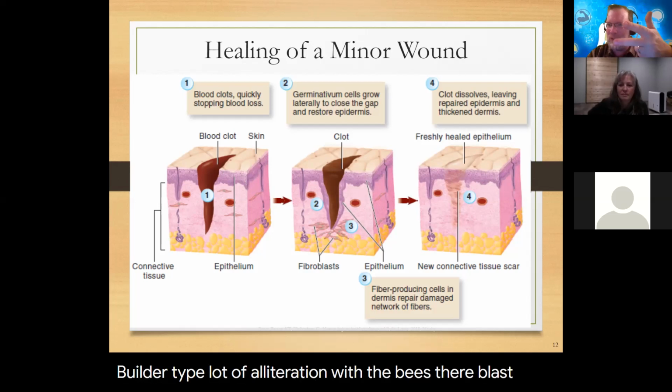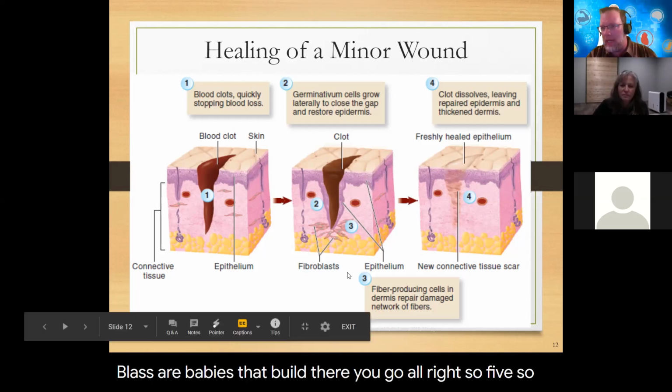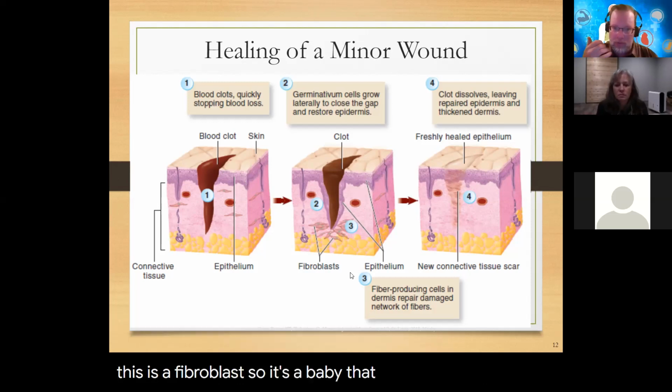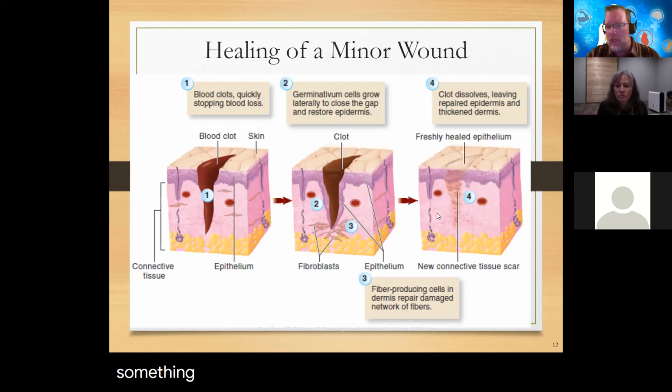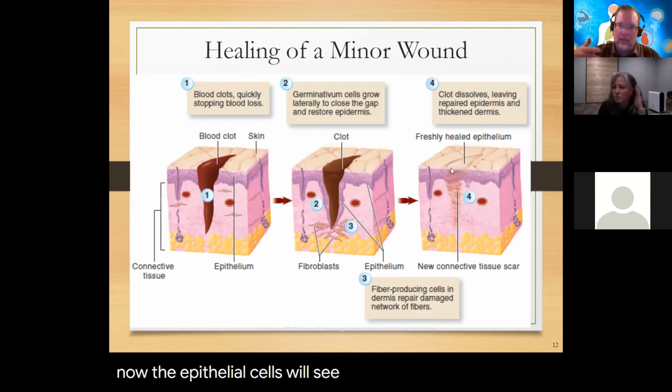Blasts are babies that build. There you go. All right, so this is a fibroblast, so it's a baby that builds fibers. Thinking like collagen fibers or something like that, something protein related. So then we're left with some scar tissue, and then we've got the epithelium also scarring. Now the epithelial cells, we'll see, they regenerate a lot faster. They're regenerating all the time right now as we speak.